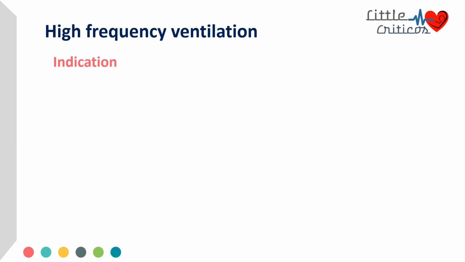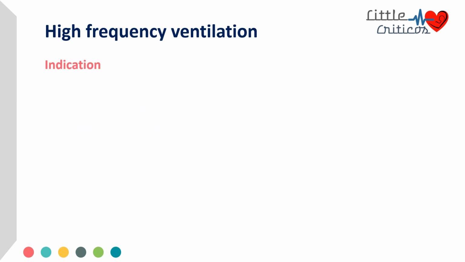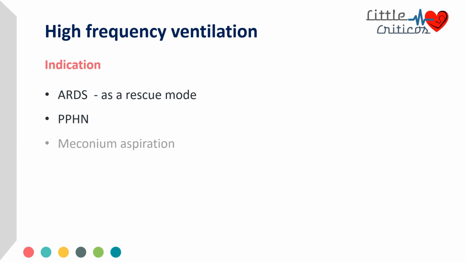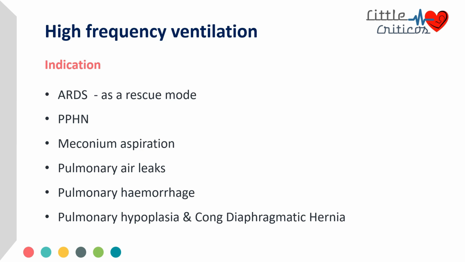The common scenarios where high-frequency ventilation is indicated include those who are difficult to oxygenate, difficult to ventilate, and when we try to reduce the ventilator-induced lung injury. The common indications include ARDS or HMD as a rescue mode of ventilation, in pulmonary artery hypertension or persistent pulmonary hypertension of newborns, in meconium aspiration syndrome, in pulmonary air leaks, pulmonary hemorrhage, and in pulmonary hypoplasia and diaphragmatic hernias as a bridge therapy before definitive surgery.